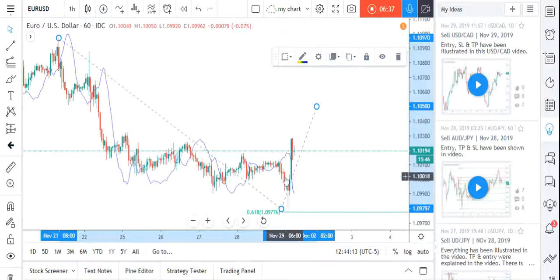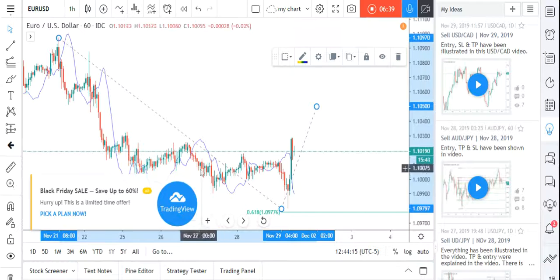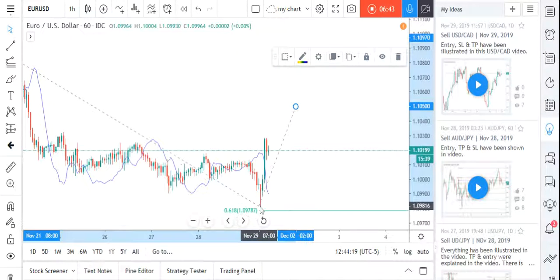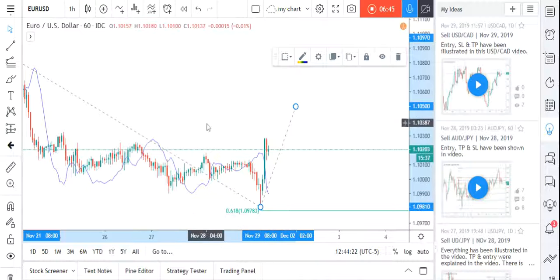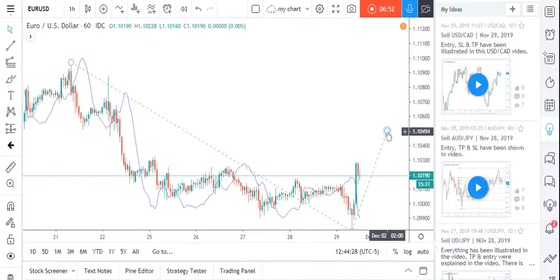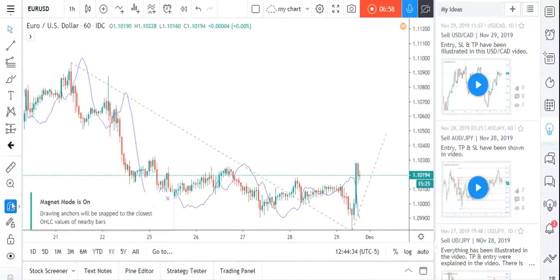I'll move this, for precision, I will turn the magnet mode back on. I will try to keep it here. Okay. And then, okay, forget the magnet mode because C is hypothetical, so the magnet will try to attract this to previous highs. Let me see if it happens. Okay, no, it didn't do anything.